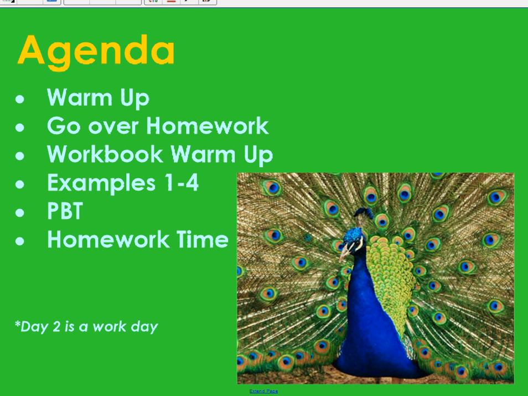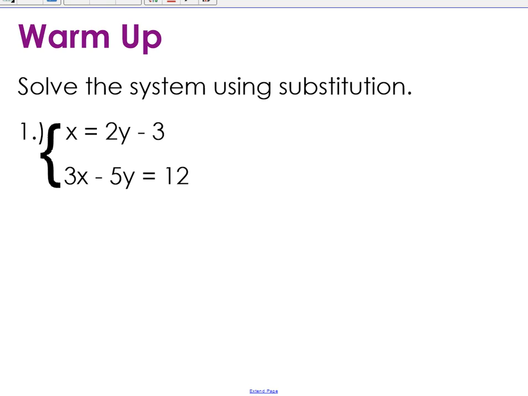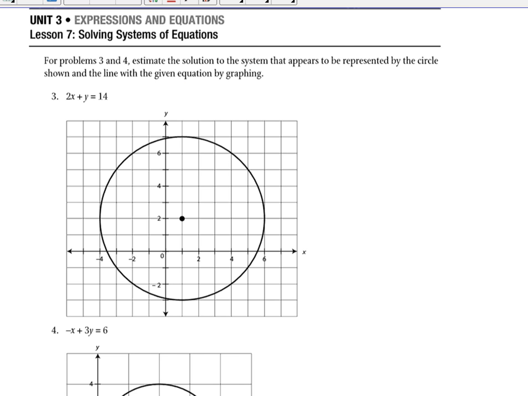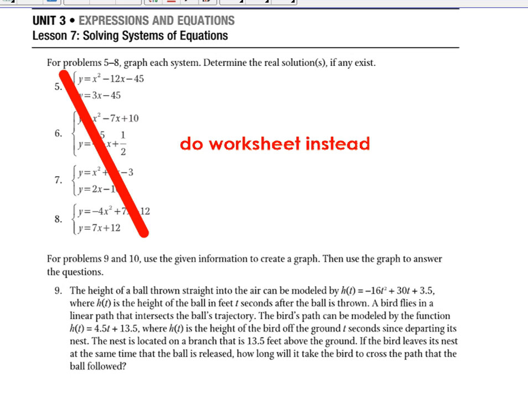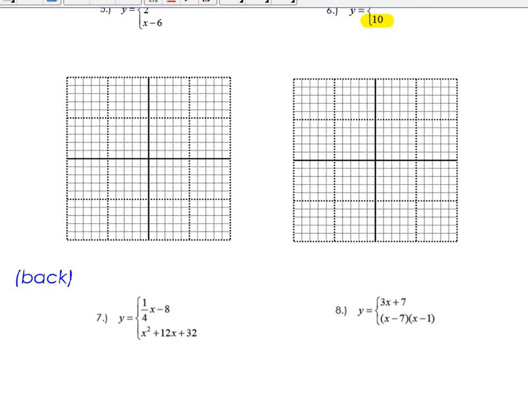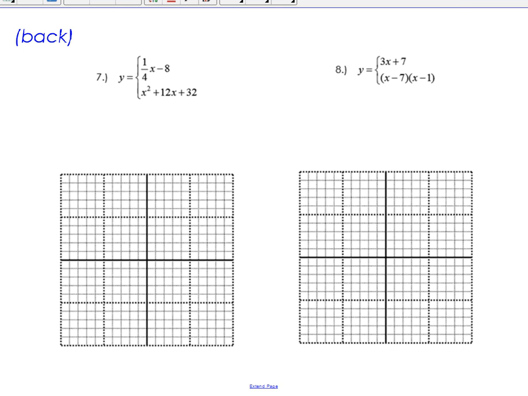Okay, so today we are going to start solving systems algebraically. If you noticed in your homework last night, on the half worksheet, the last problem had two answers. I'm going to skip that for a minute. This worksheet, this number 8 had two answers. One of them was at 0, 7.